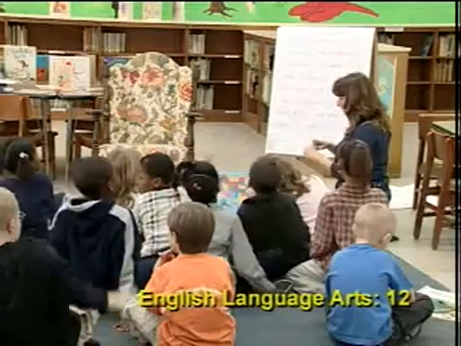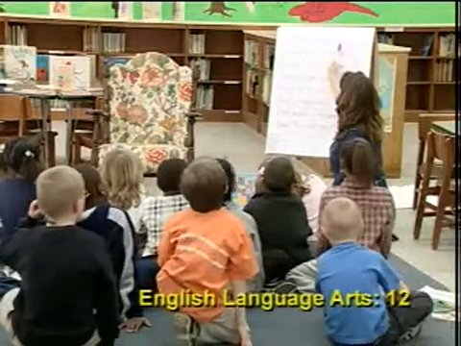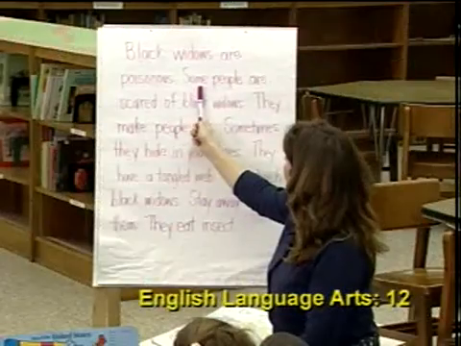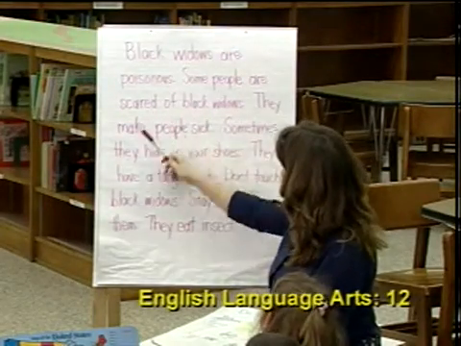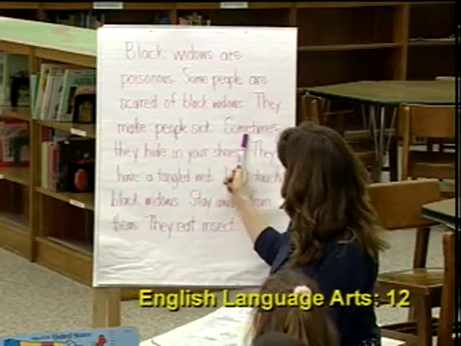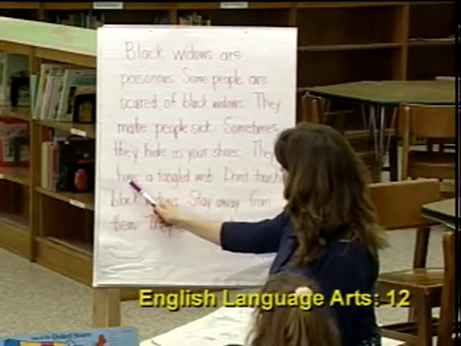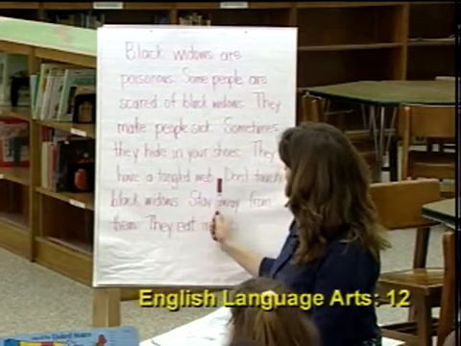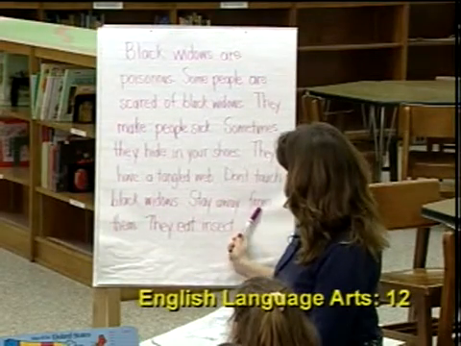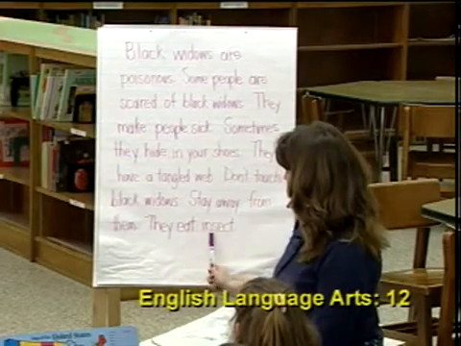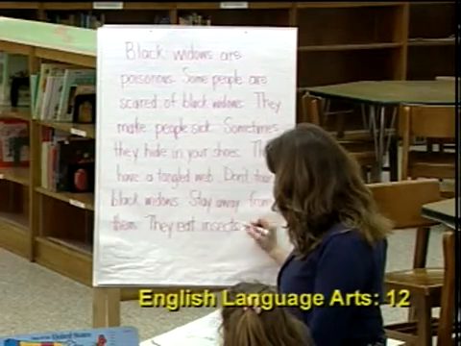Okay, let's read what we're going to send to Missouri through the email. Okay, ready? Read it. Black widows are poisonous. Some people are scared of black widows. They make people sick. Sometimes they hide in your shoes. They have a tangled web. Don't touch black widows. Stay away from them. They eat insects. And what did I forget? S. The S. Thank you. You got to keep me on my toes now.